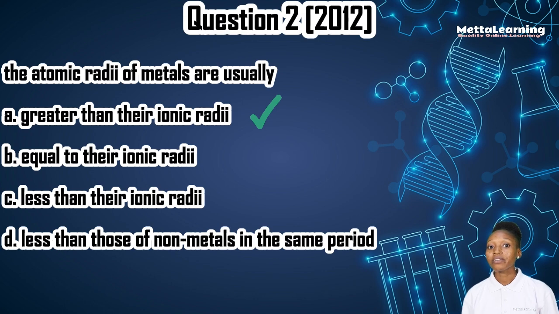So, the atomic radii of metals are usually less than their ionic radii because metals form cations by losing electrons, which cause a decrease in their size.